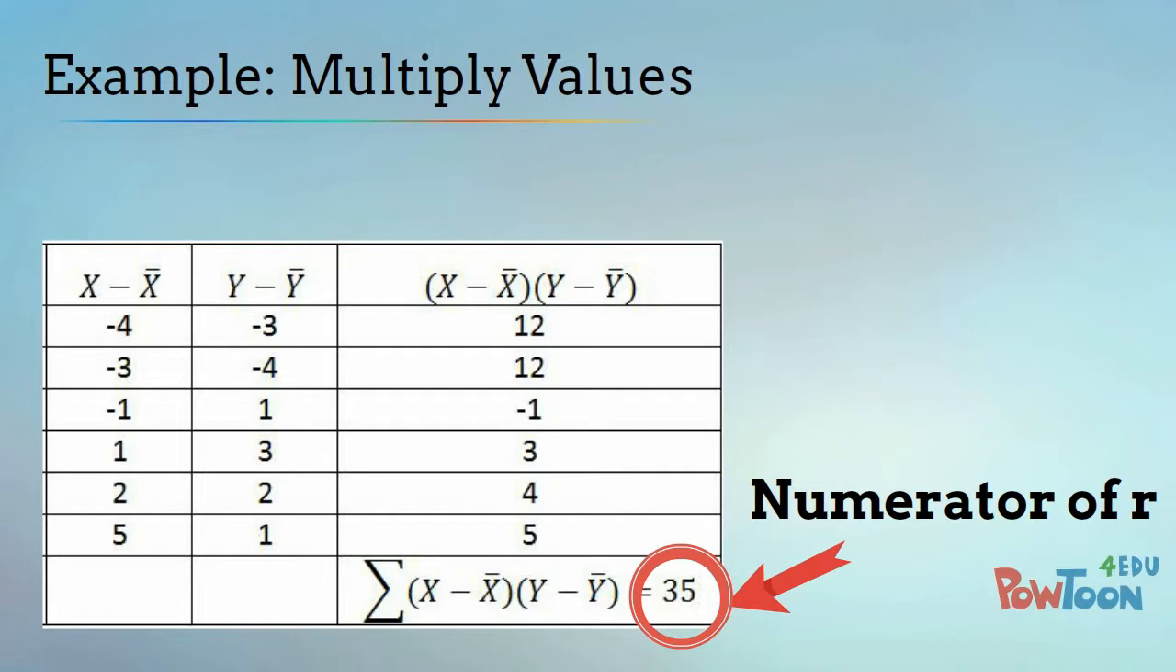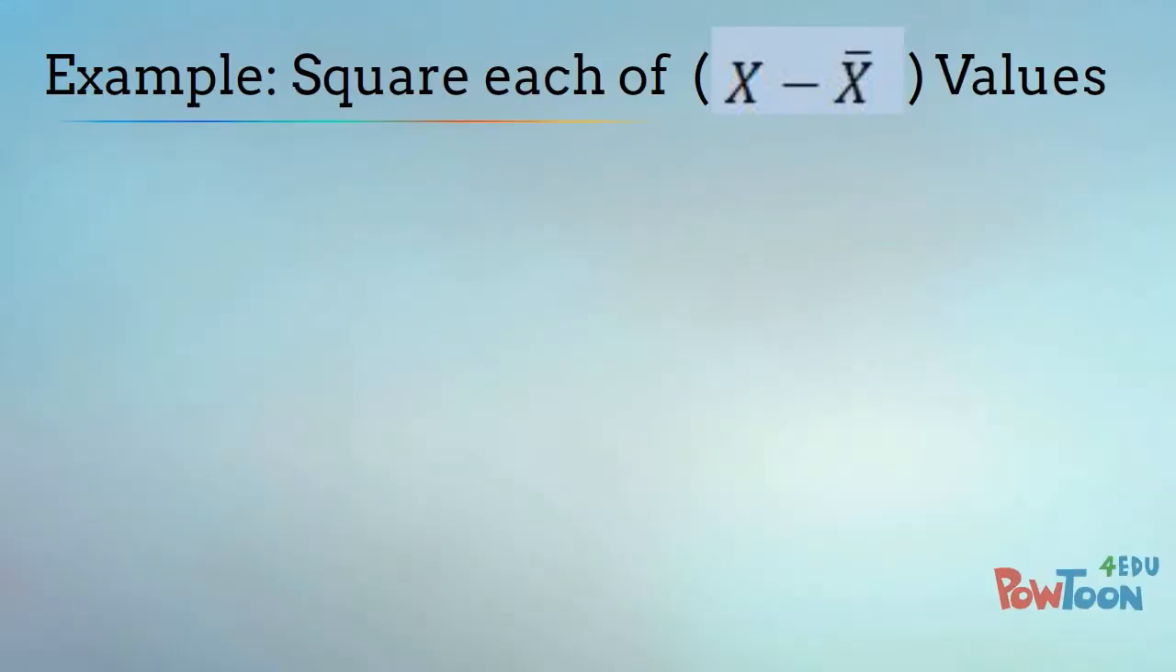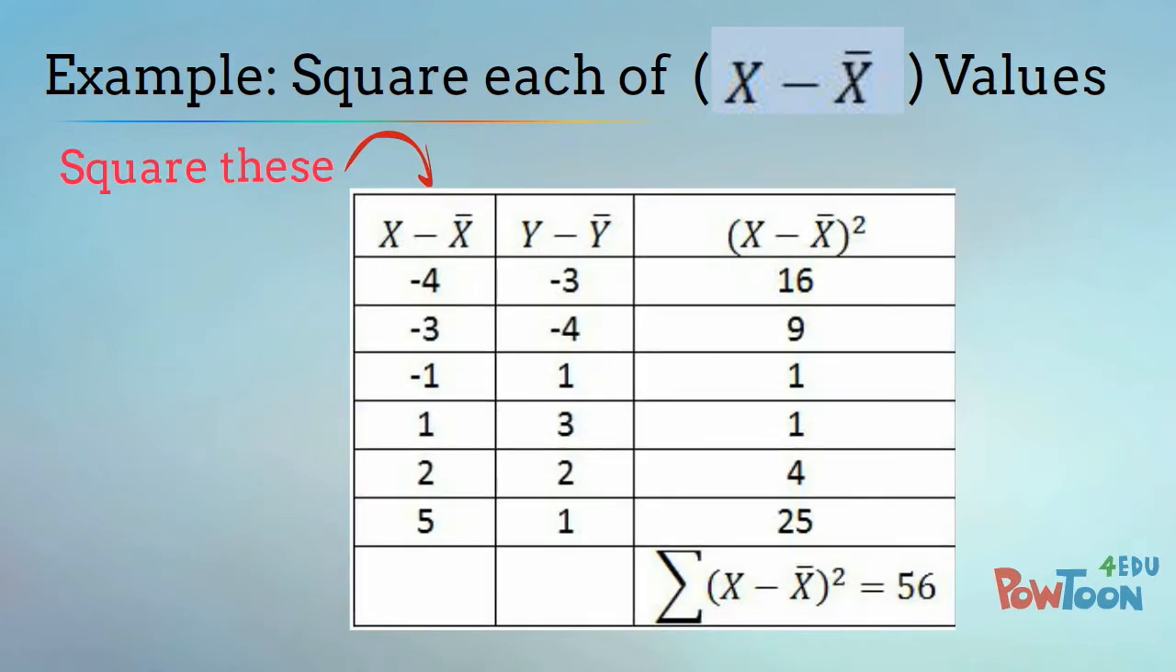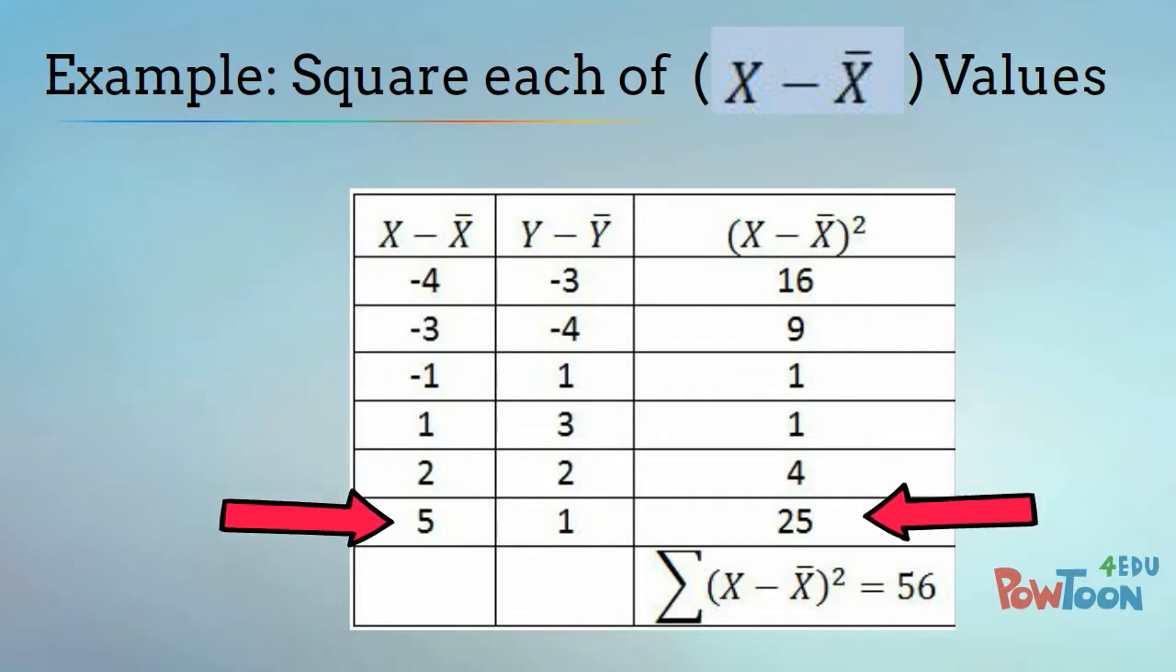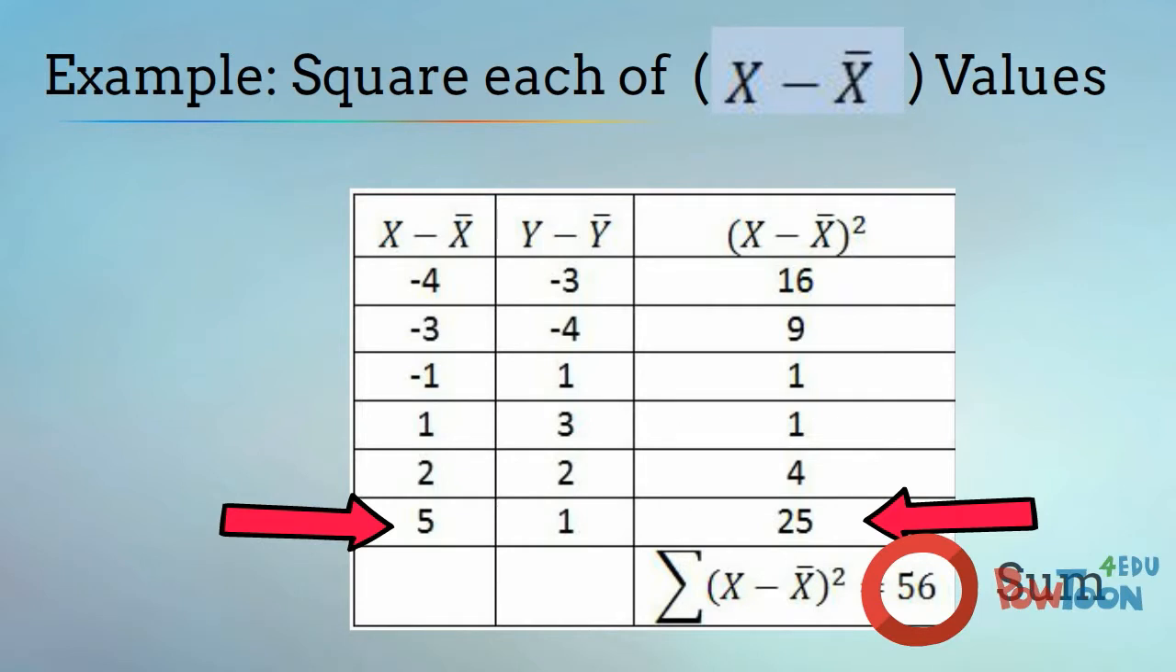Next, we want to square each of the values of x minus x bar and place them in a column. For example, the first x minus x bar value is minus 4. When we square that, we get 16. The next value is minus 3, which when we square it, we get 9. We continue in this way, doing this for all of the values and then sum them. This will turn out in this example to be 56.